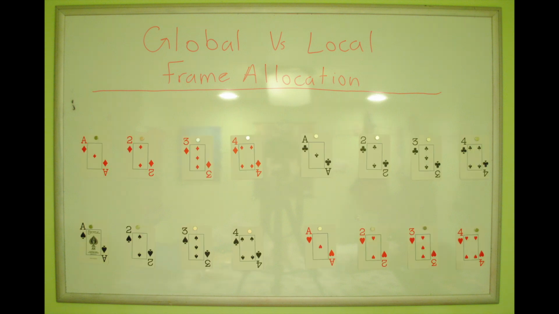For these examples, think of each different suit of playing cards as an individual process, and each individual playing card as a frame that is allocated to that process. Here we have 4 different processes, demonstrated by the hearts, clubs, spades, and diamonds. Each of these processes will begin with 4 allocated frames.